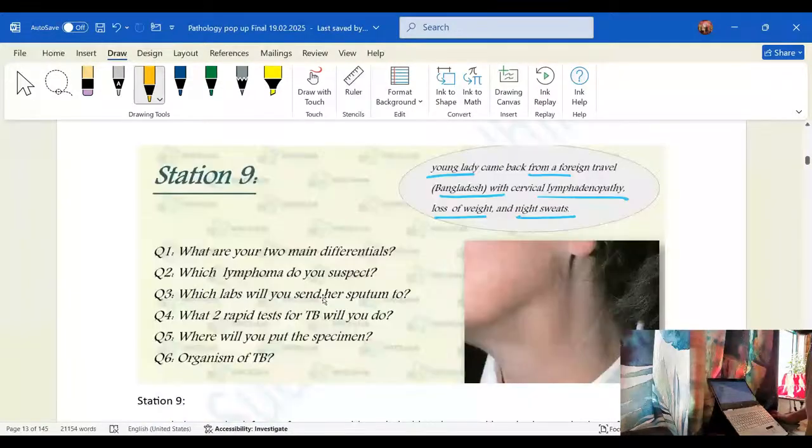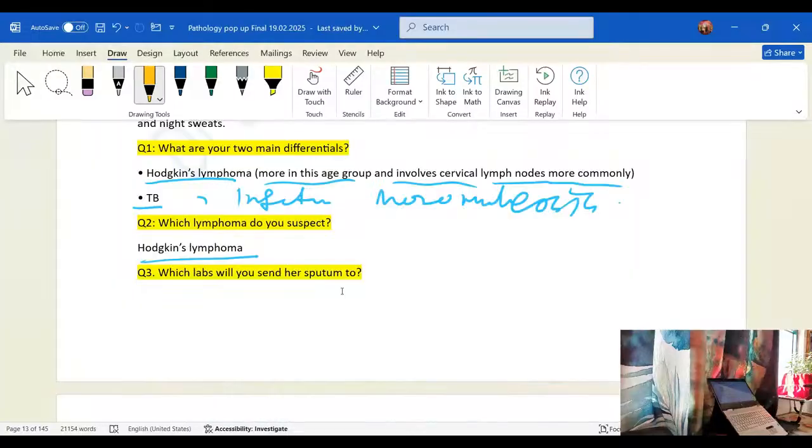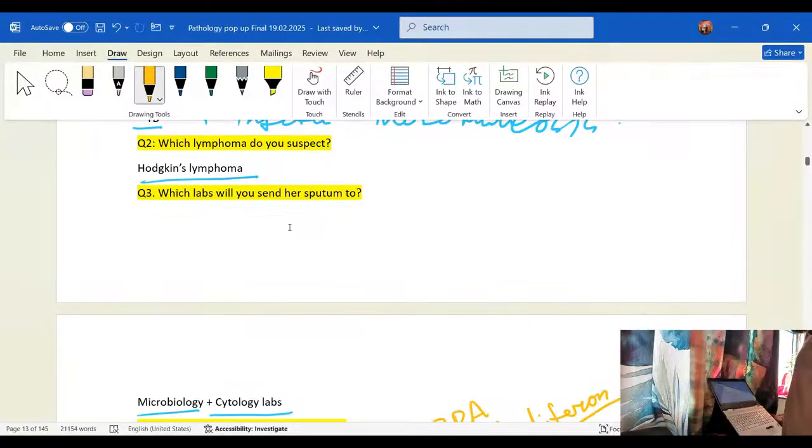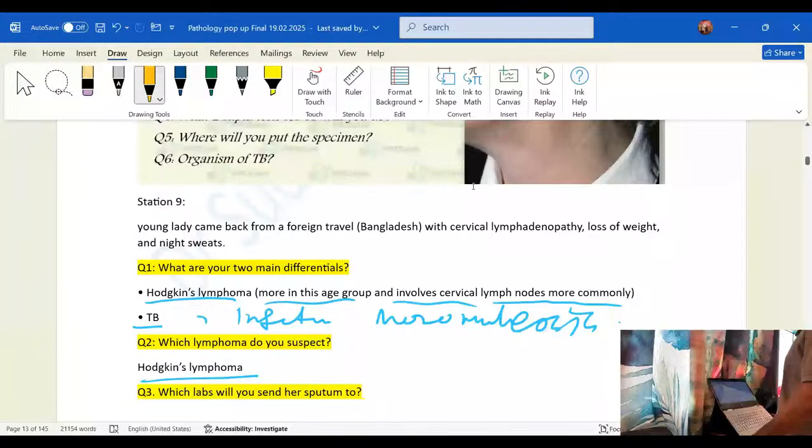A patient with foreign travel to Bangladesh presents with cervical lymphadenopathy, loss of weight, and night sweats. The two main differential diagnoses will be Hodgkin's lymphoma and tuberculosis. Hodgkin's is seen in the young, and in the old it will be non-Hodgkin's.